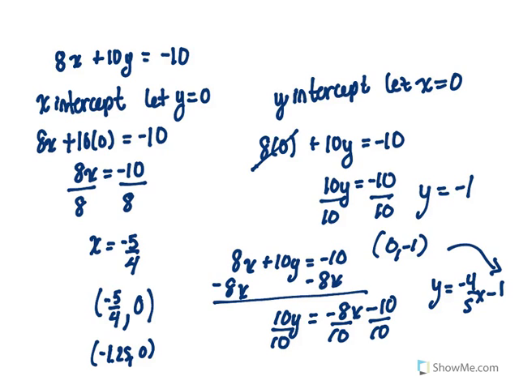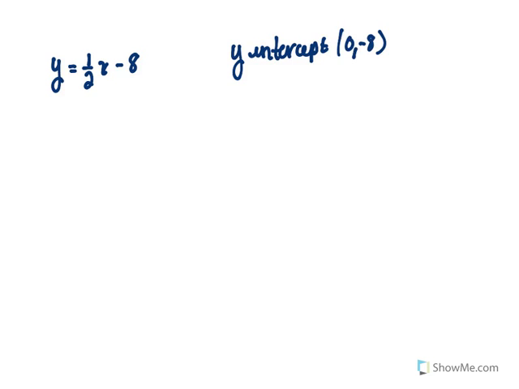Okay, so I'm going to show you another example with a line that's in slope-intercept form, because it's not always going to be easy peasy, right? So let's say I have the equation y equals 1/2 x minus 8. Now, what's nice about this is I already know that my y-intercept is the point 0, negative 8 because it is in slope-intercept form, right? When y is all by itself, it's in slope-intercept form.